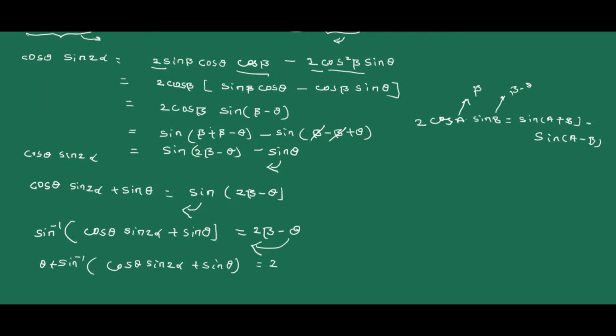Okay, this is equal to 2 beta only. Therefore, transpose this 2 to the left hand side, we will get the required elevation angle beta. That is beta is equal to 1 divided by 2 into bracket theta plus sin inverse into bracket cos theta into sin 2 alpha plus sin theta, which is the required elevation angle beta.